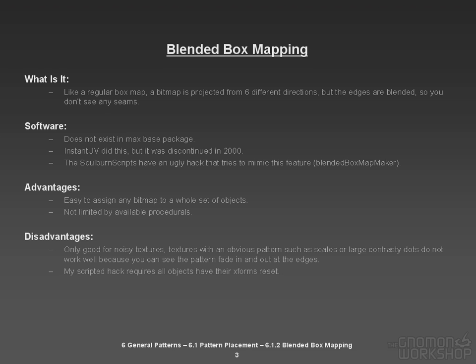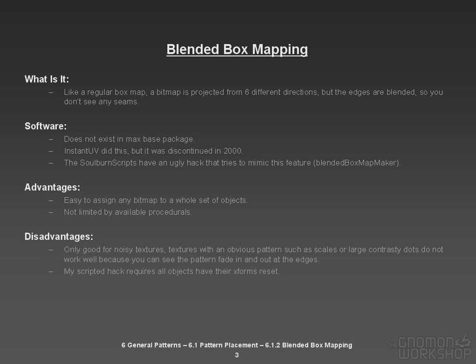So now let's talk about blended box mapping. If you've ever applied a UVW mapping modifier to an object, you'll see there's something called box mapping. What this does is it projects a bitmap from the 6 different directions of a box onto whatever surfaces you have it applied to. So the blended box map is similar, but the edges are blended together so you don't see any seams.